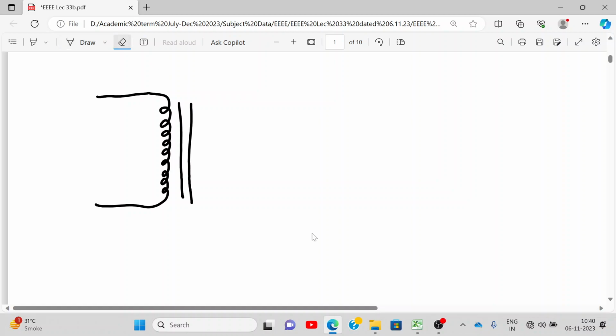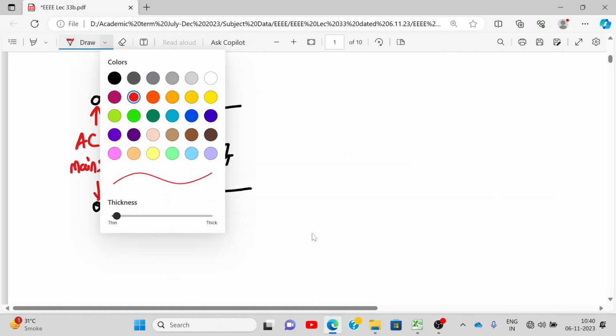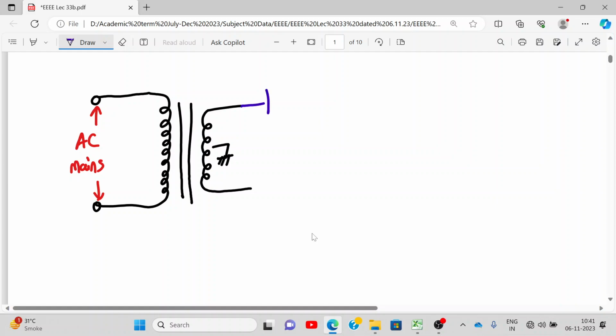What I will do is I'll draw another diagram. Just to revise, we have a primary winding and a secondary winding, and then we have this laminated iron core. Then at the secondary side we have center tapping. Since this is my AC mains, what we do here is connect a diode over here, we call it diode number 1, and here we connect diode number 2.